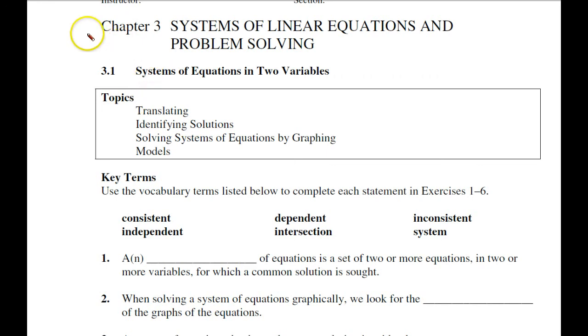As we go on now to Chapter 3, Systems of Linear Equations and Problem Solving. Well, Topic 1 is systems of equations in two variables. Now, what are they talking about here? So let's give you a little review of what we did in class.